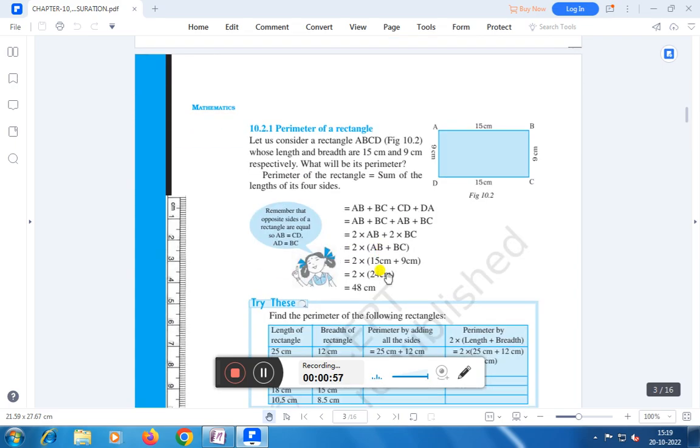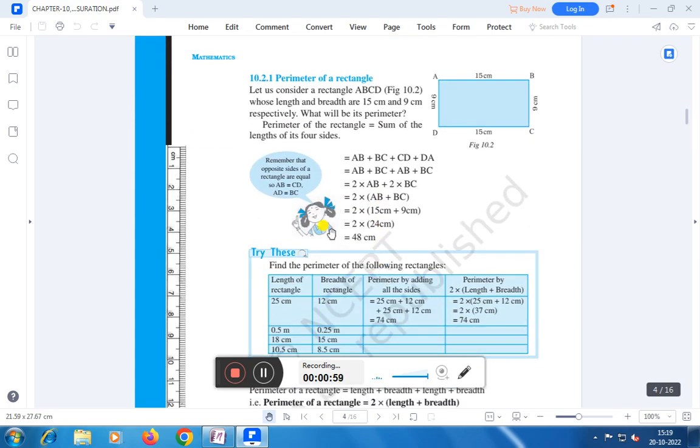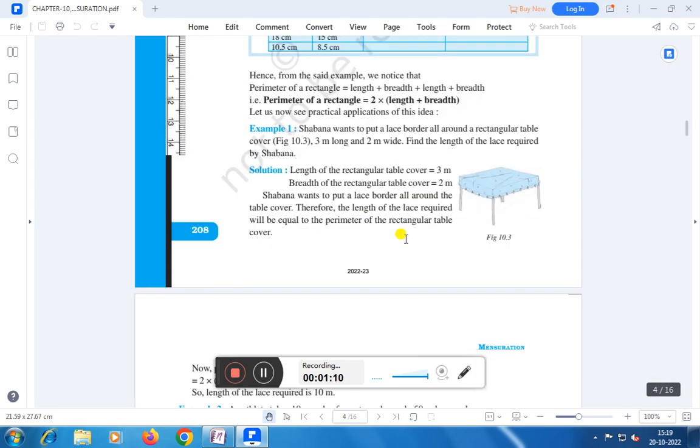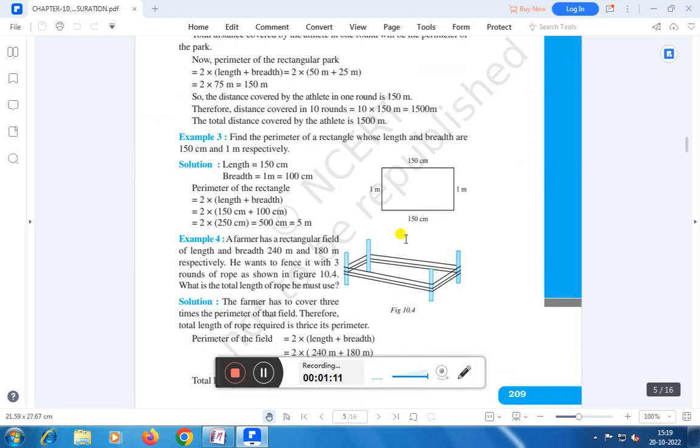Now, perimeter of a rectangle. What is the formula for the perimeter of a rectangle? The perimeter of a rectangle is 2 into length plus breadth. This is the perimeter of a rectangle: 2 into length plus breadth. Right.